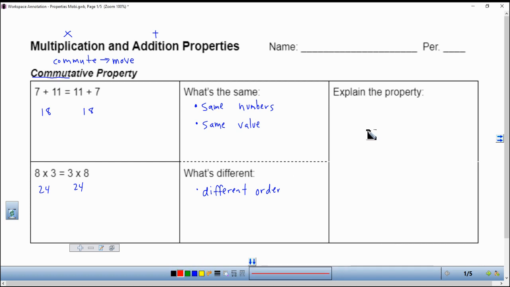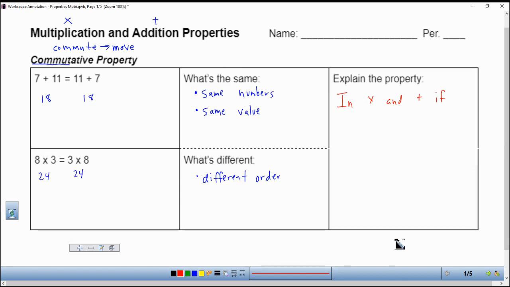So let's write that down. That's actually what that property means. Commute means to move. So if the numbers move in addition and multiplication, the value stays the same. So in multiplication and addition, if you change the order of the numbers, the value stays the same.